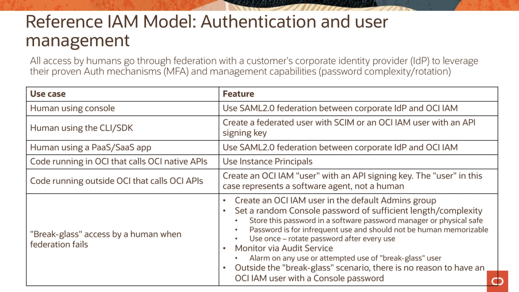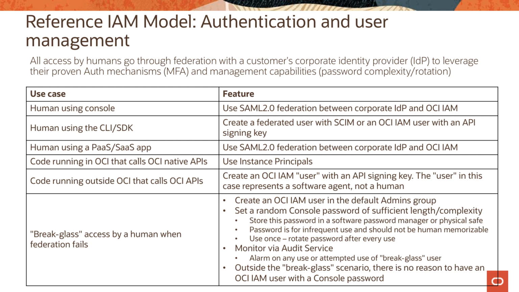For your PaaS and SaaS applications, again, you can use any SAML 2.0 federation between your corporate identity provider and IAM. If you are using other PaaS and SaaS services along with OCI, Oracle PaaS and SaaS services, then Oracle Identity Cloud Service will make it quite seamless. So using it as an identity provider would be a good idea.